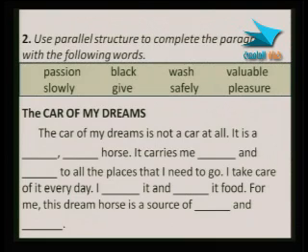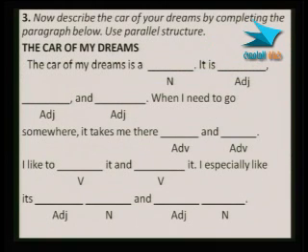So another similar example here we have. Number 3, now describe the car of your dreams by completing the paragraph below. Use parallel structure. The car of my dreams. This is a homework, you can say the car of my dreams is what? You might say, a Mercedes-Benz, or you can say, a Jeep, or whatever you think, and it is what? It's white, and it's expensive, or whatever. So try to do this exercise as a homework. This is a very good exercise that you can do, based on the exercise you have in the same page 189. So complete this exercise as homework.